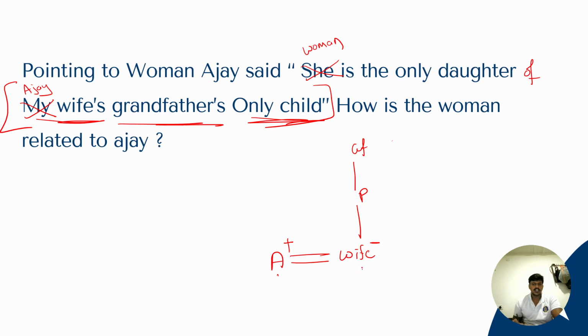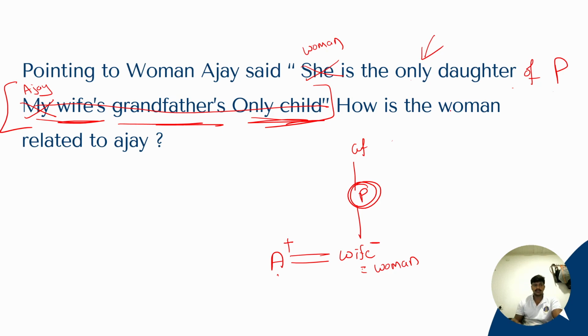So Ajay's wife's grandfather's only child. We got stuck at P. So remove this entire statement and simply write P, and redo the previous one. So woman is the only daughter of P. But see here, P is having already one daughter, wife. And he is saying that P is not having any other daughters because only daughter means there is only one female. That means that woman is none other than the wife. So how is the woman related to Ajay? That woman is the wife of Ajay.